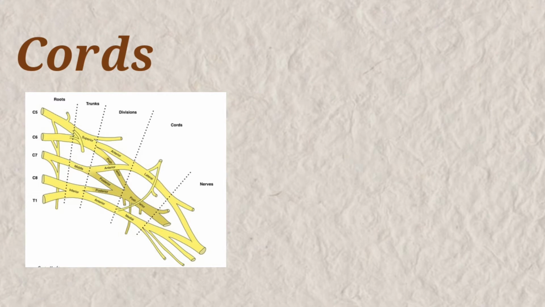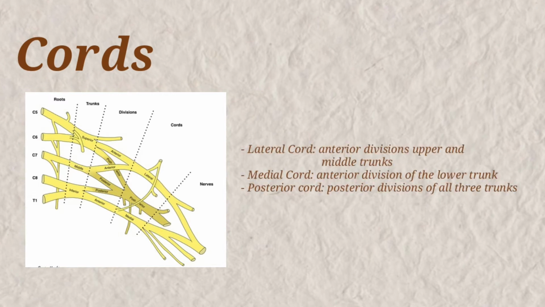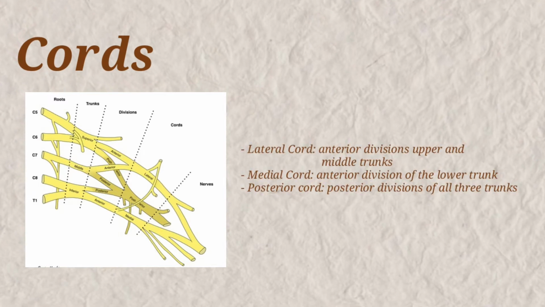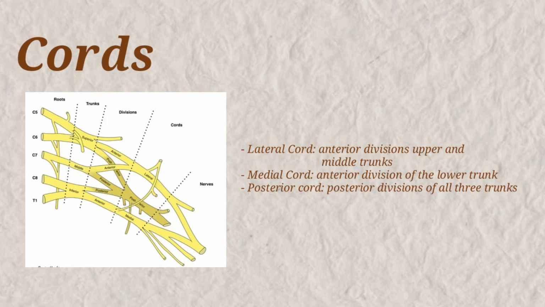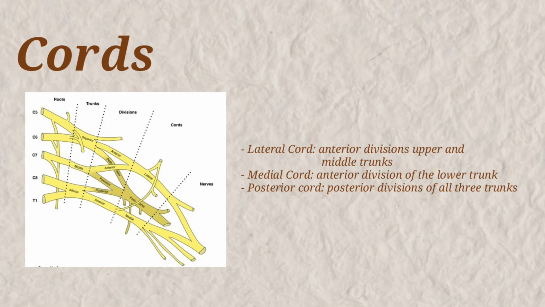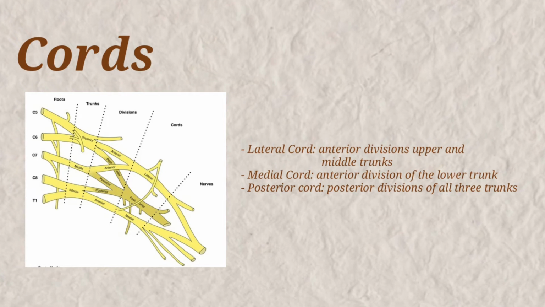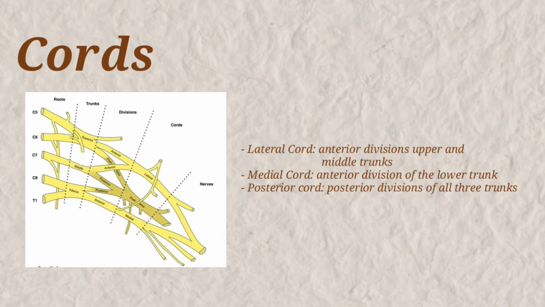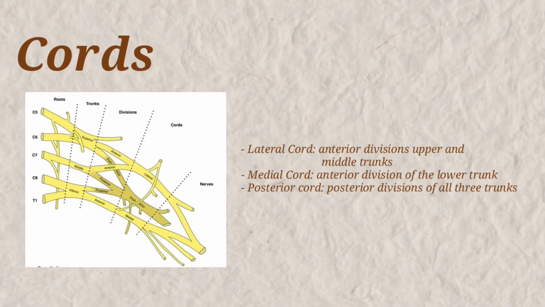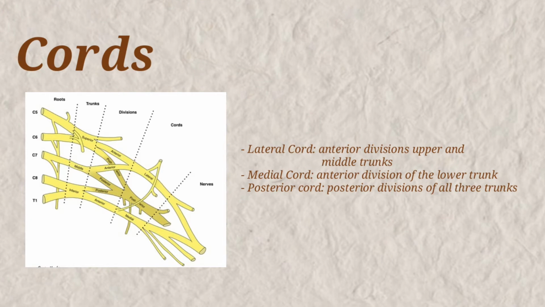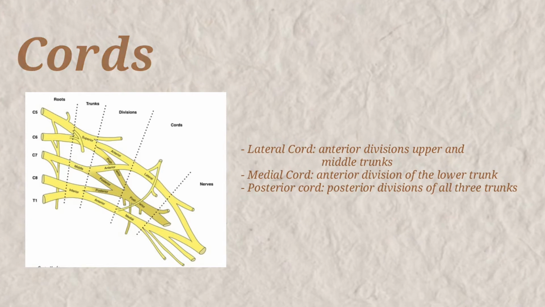The cords are further made up of the lateral cord, formed by the anterior divisions of the upper and middle trunks, the medial cord, formed by the anterior division of the lower trunk, and the posterior cord, formed by the posterior divisions of all 3 trunks.